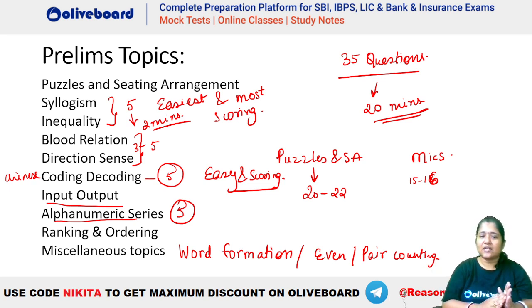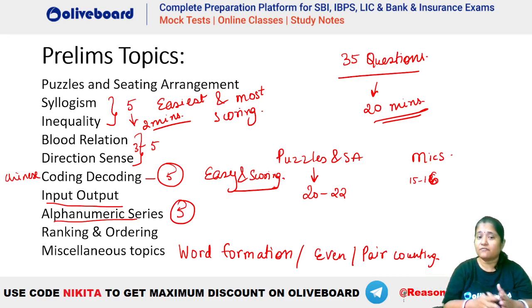So you will see that if there are 20 questions from puzzles, the rest 15 questions have to be from miscellaneous. Now these miscellaneous can be a combination, like we have 5 from syllogisms and inequality, then let's say 3 questions from blood relation, or 2 questions from direction sense, then some questions from coding decoding, 1 alphanumeric series, and 1 or 2 word formation questions. So generally they mix and match these, right? Generally it will be of the same pattern, that is 35 questions. So 22 questions will be from puzzles and seating arrangement, and the rest of them will be miscellaneous.